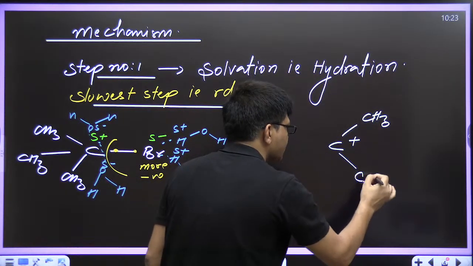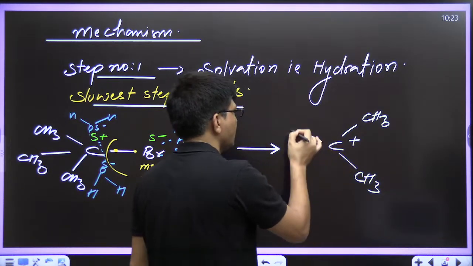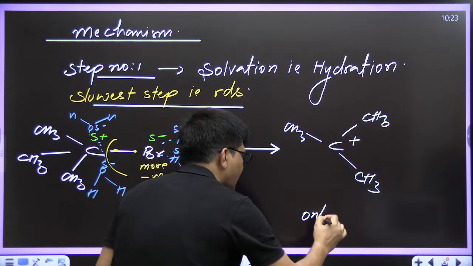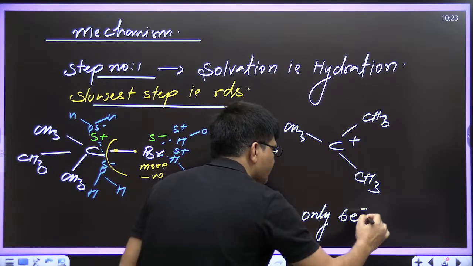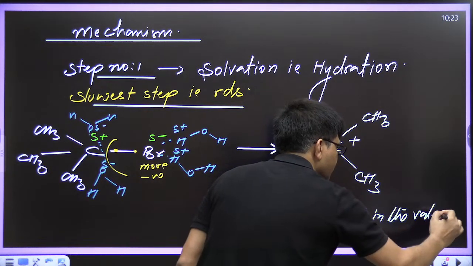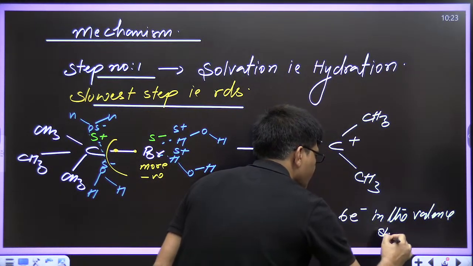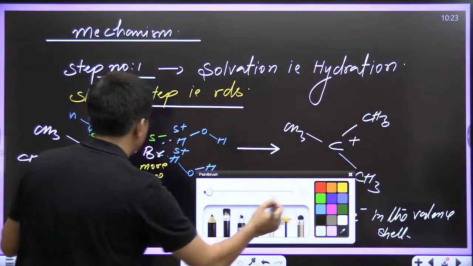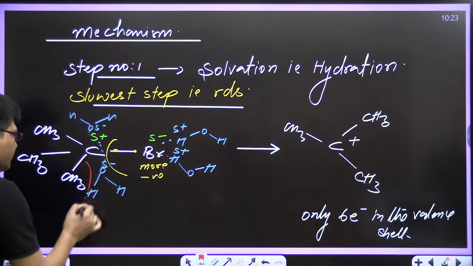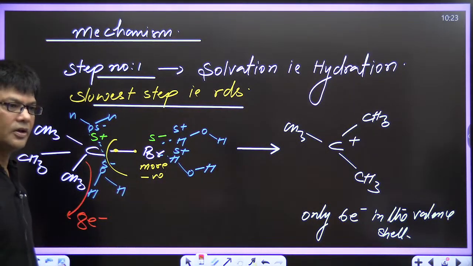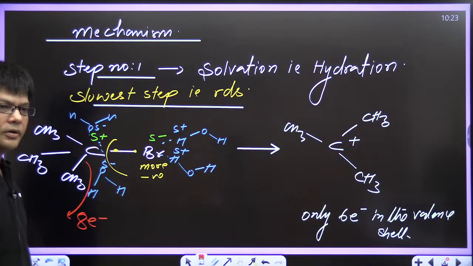You will look like this. And now carbon you are left with only 6 electrons in the valence shell. Now kids, do let me know which is more stable. This carbon was having 8 electrons in the valence shell. Now only 6 electrons. Which side is more stable?